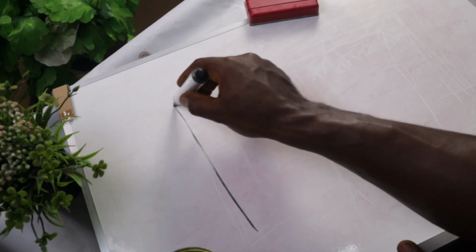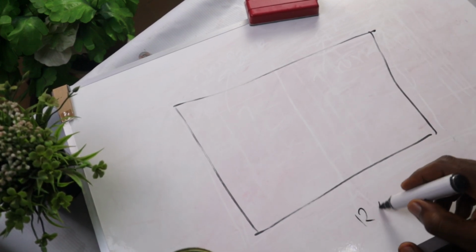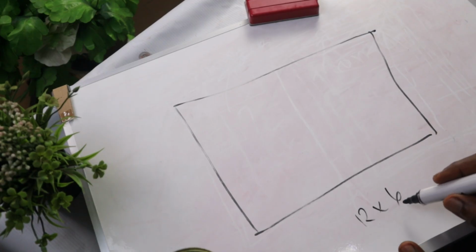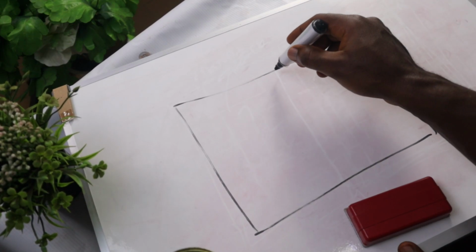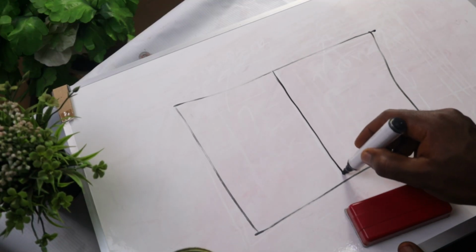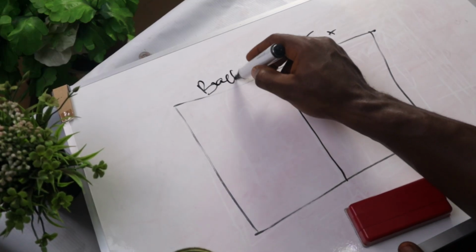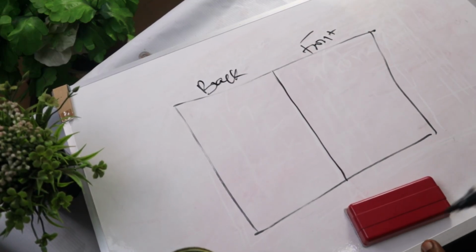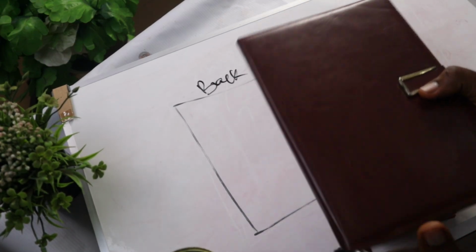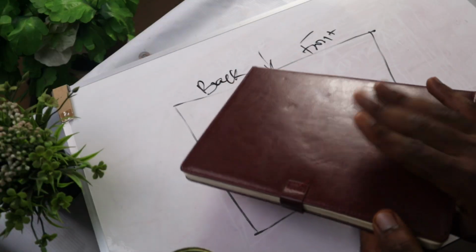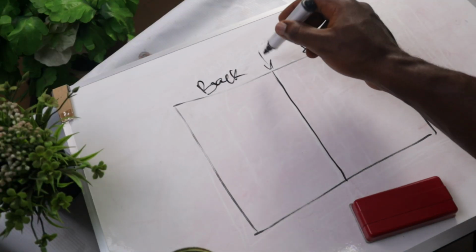Now, let me just draw what a book cover looks like. Let's imagine that this is 12 by 6 inches. Now, this is our front cover. Let me just make a division here. Then this is our back cover. Remember that there is usually a spine here. So if this is the front, this is the back, then this is the spine. We're talking about the spine here.